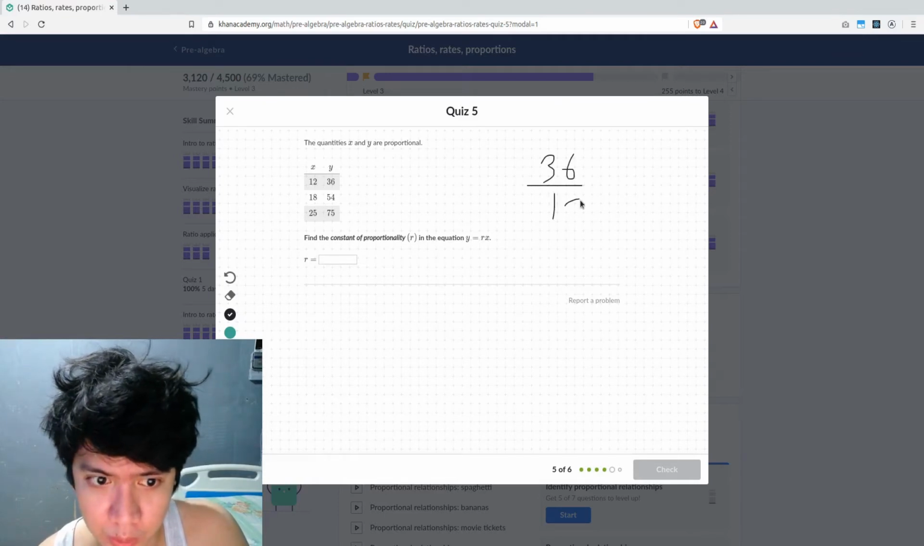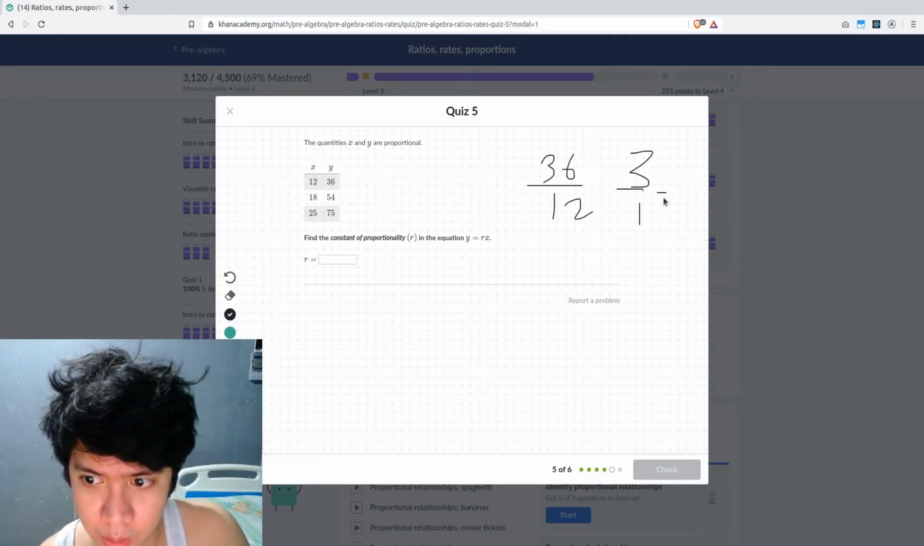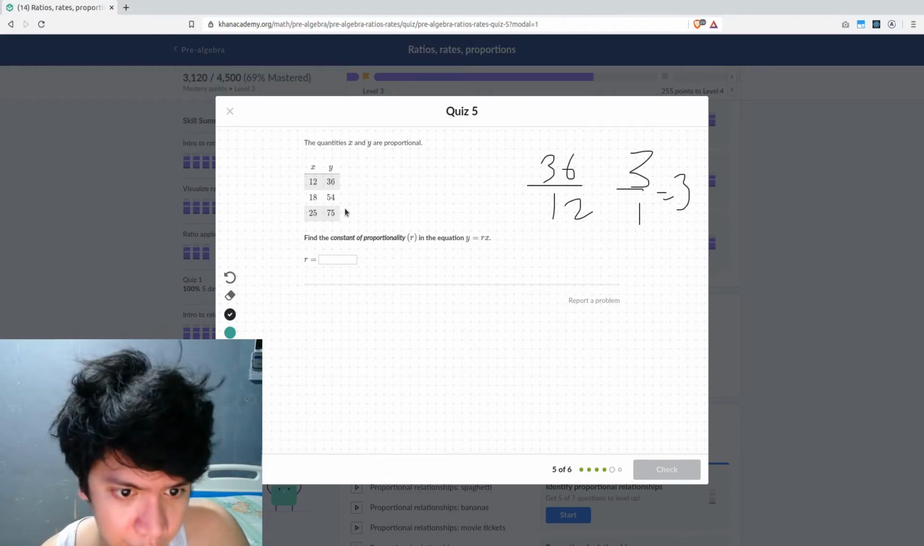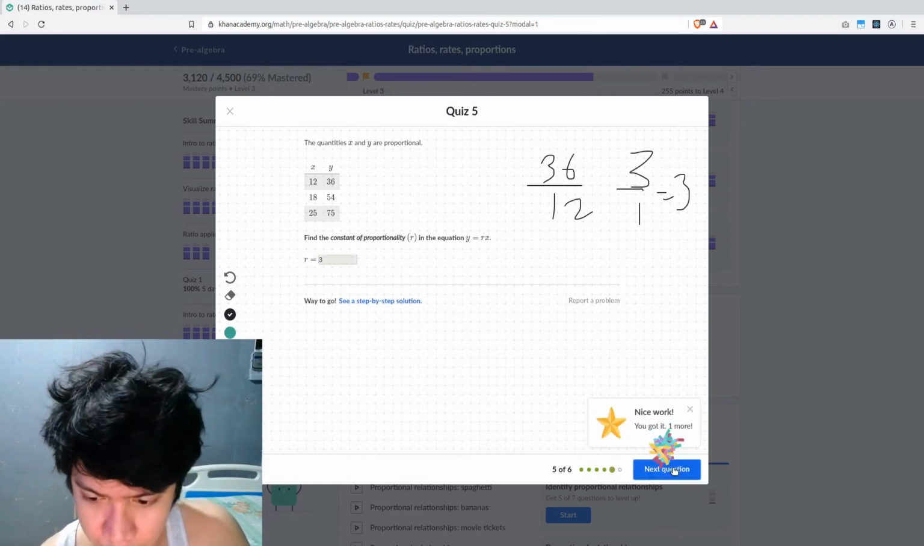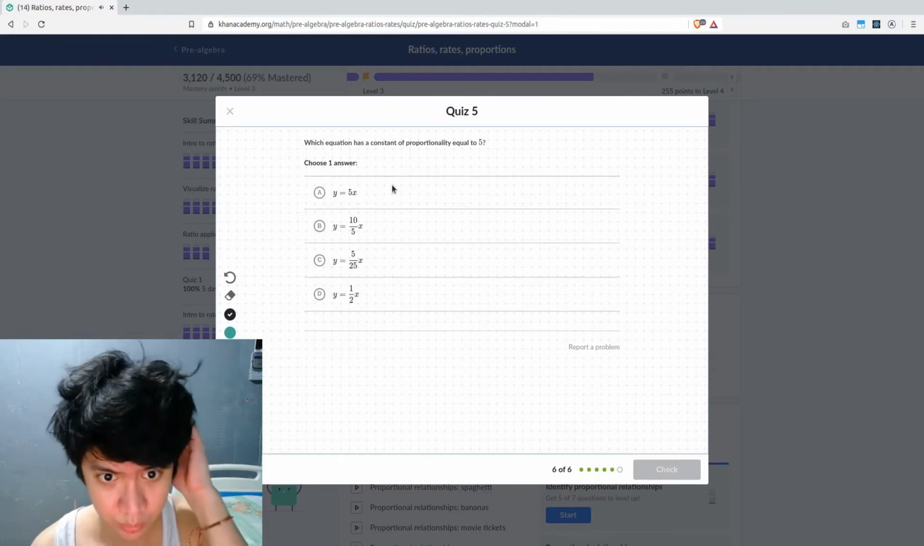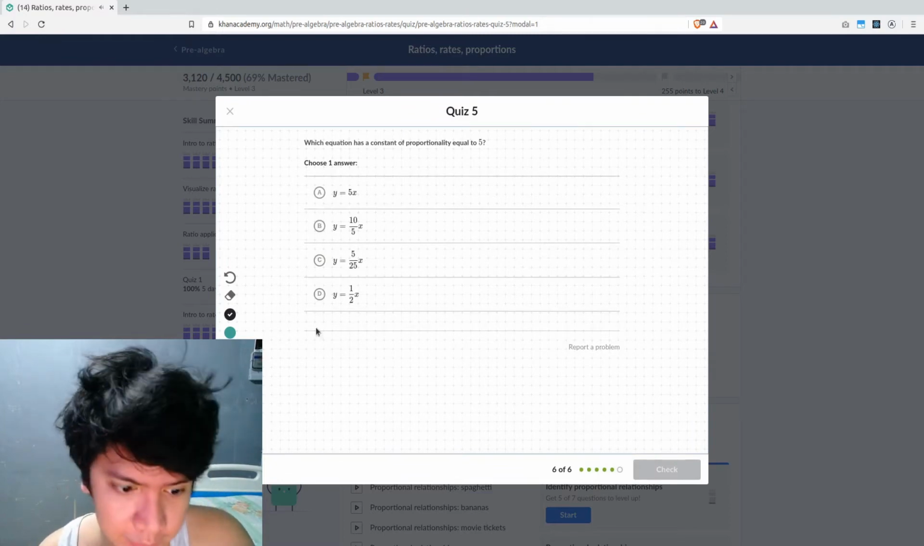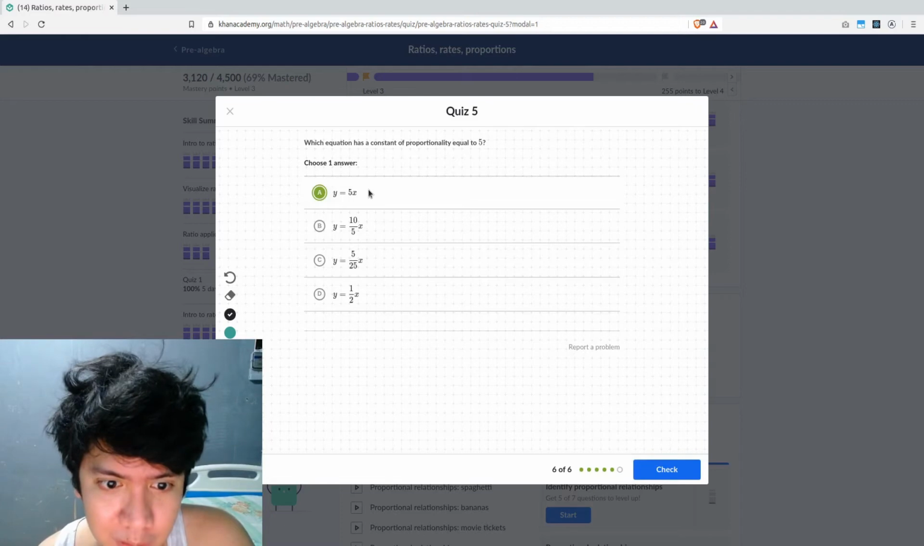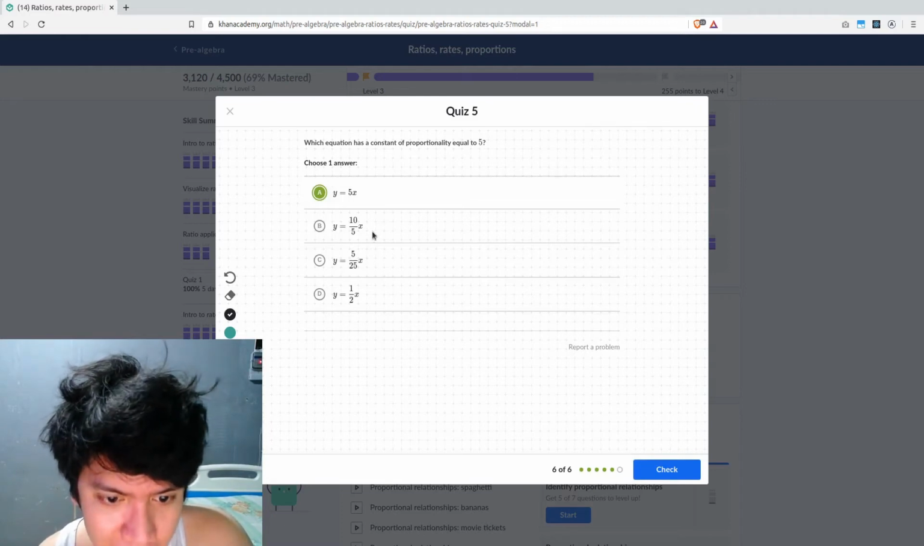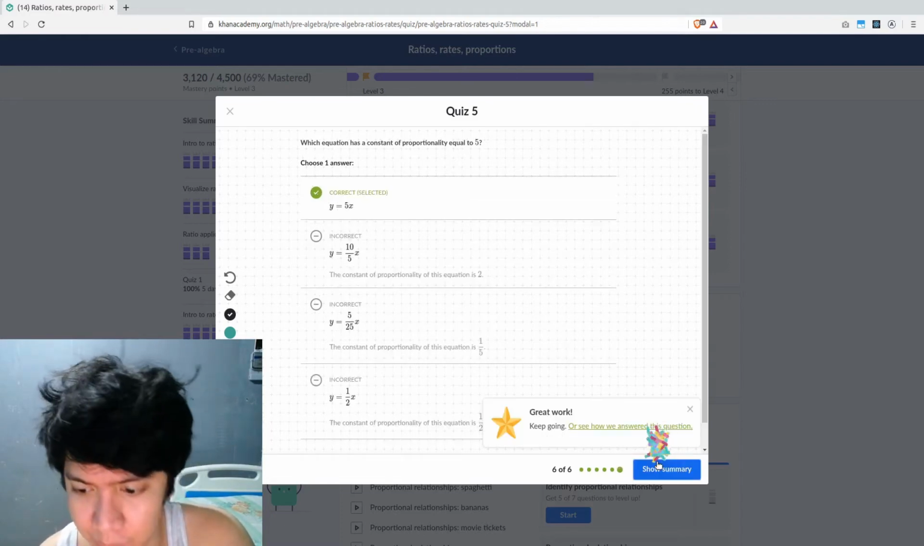36 over 12, or 3 over 1, or just 3. Yeah. So constant of proportionality equal to 5. No, this is more straightforward. This is 5. This is half. There's no sound of that. Cool.